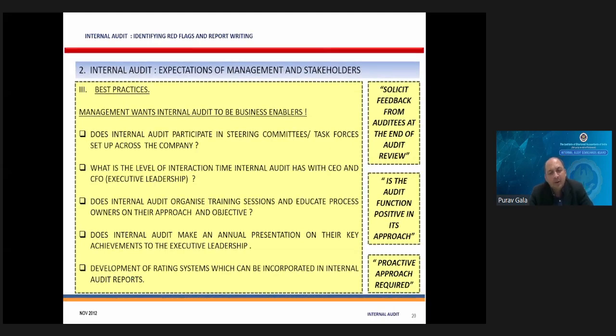We spoke audit is no longer a watchdog. If the expectation is for auditors to be the business enablers, then it is equally important for auditors to participate in all key stakeholder meetings. It is equally important that the C-suite people have and provide access to audit. Audit should also have the freedom or the liberty to organize training sessions, not only for their team but also for the auditees.